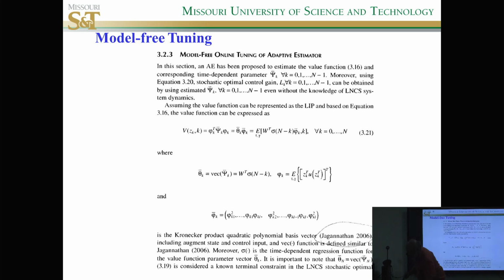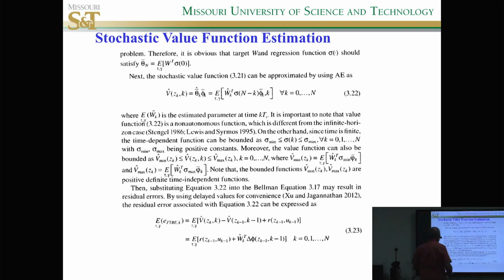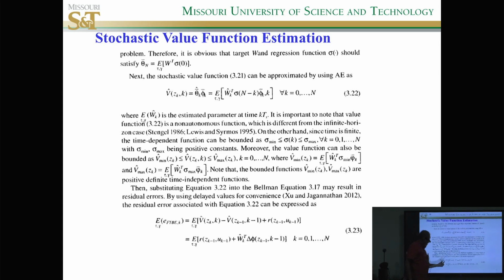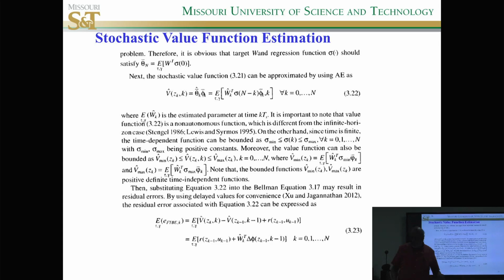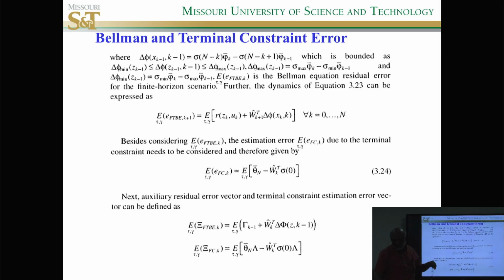You convert this into an adaptive control problem, and then you come up with the update law. So there are two terms. You see, this is the Bellman error, and there's also the final constraint error. So this mathematics sometimes will confuse you, but it's the same steps that I did, except these are stochastic. Bellman and terminal constraint error.